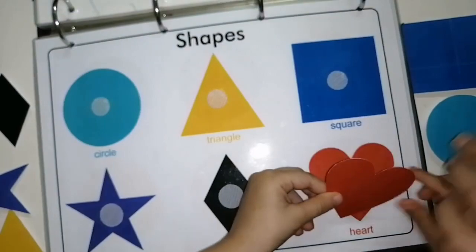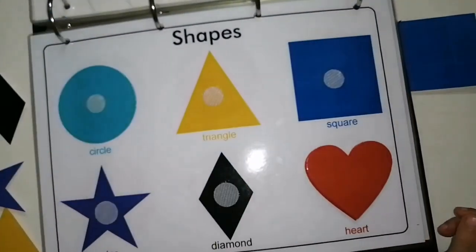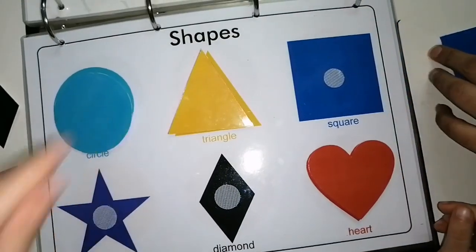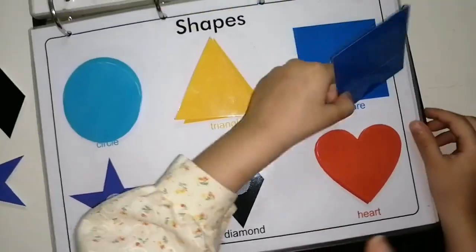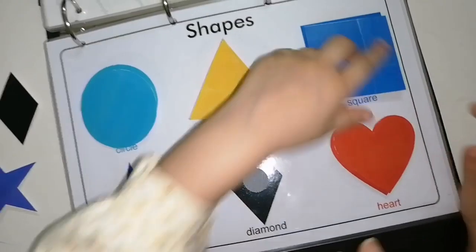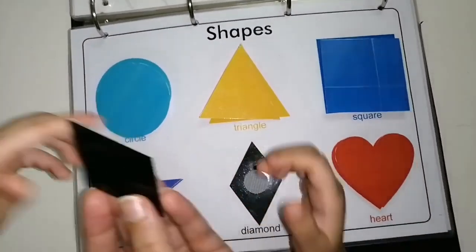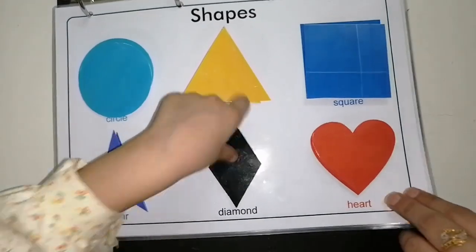Heart. Circle. Triangle. Square. Star. Diamonds.